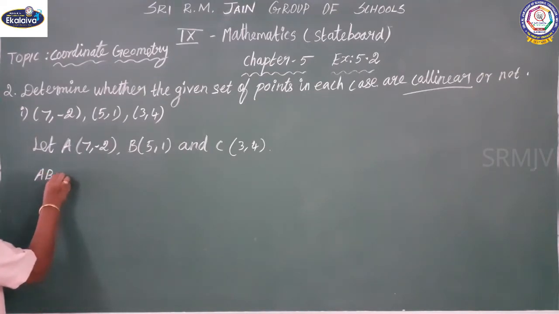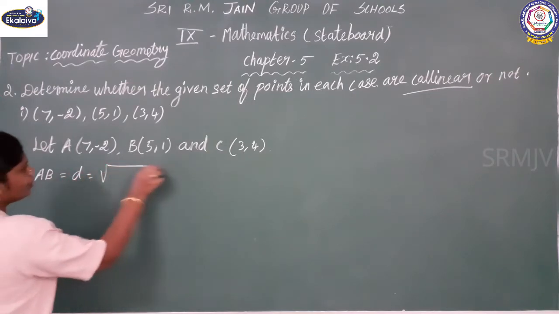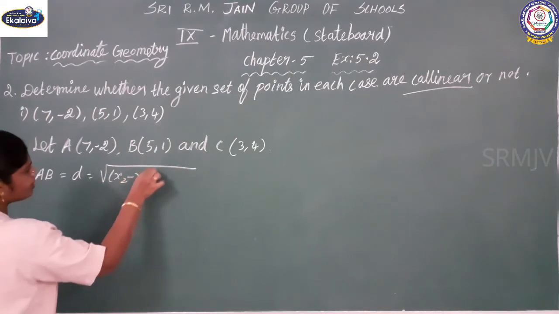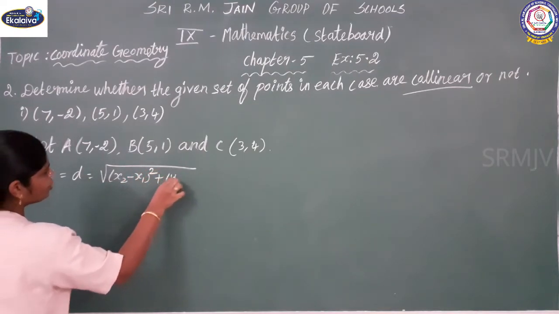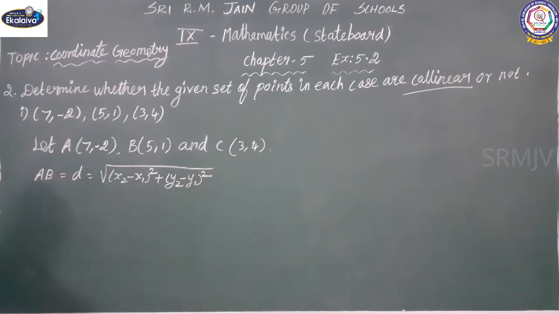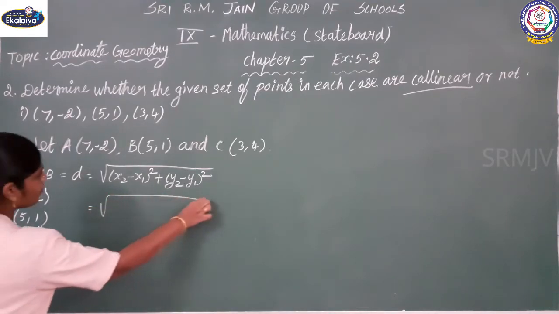First write the formula. AB distance equal to root of x2 minus x1 the whole square plus y2 minus y1 the whole square. Okay. Here, what is A? A coordinate is 7 comma minus 2 and B coordinate is 5 comma 1. So this is x1, y1, x2, y2. Okay. Now substitute the values in that formula.